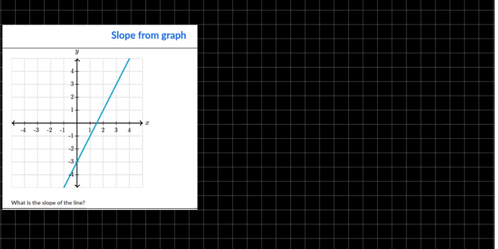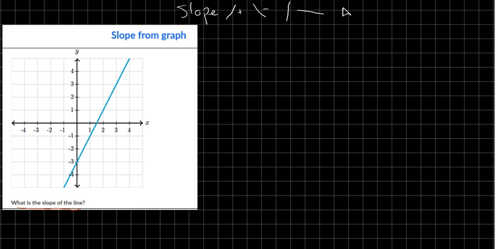Okay, so the next thing we're going to do is find the slope of this line. Again, slope is what? Slope is that change. Is it going positive? Is it going negative? Going up? Is it going down? Is it going up fast, down slow? What is it? How do we find it?